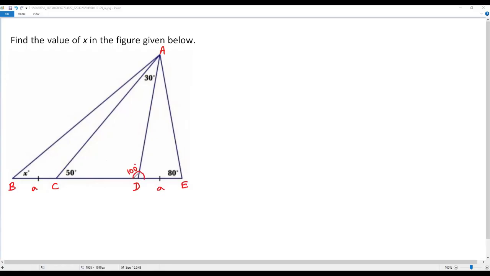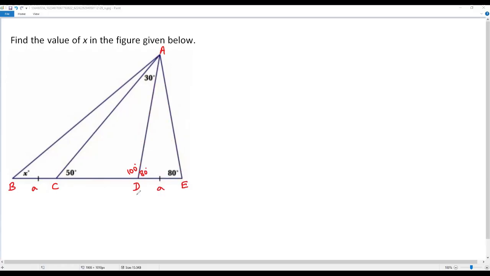And here we have a straight angle. In this straight angle, this part is 100 degrees. Now to get the measure of this part, we have to subtract this 100 degrees from the measure of the straight angle, 180. Then we get 80 degrees over here. Okay, now let's consider the triangle ADE.